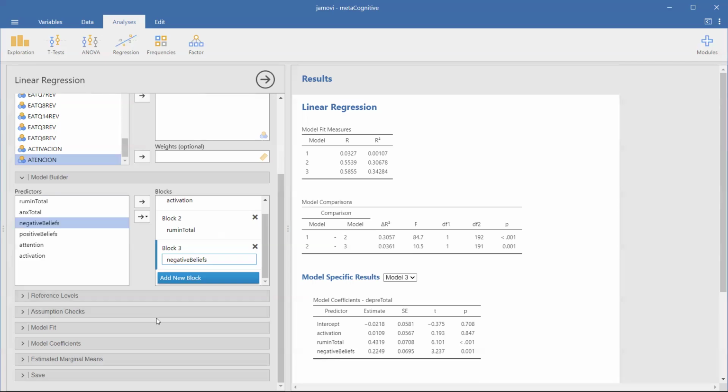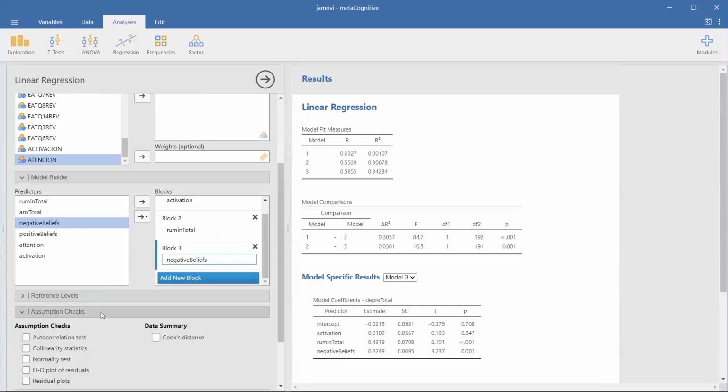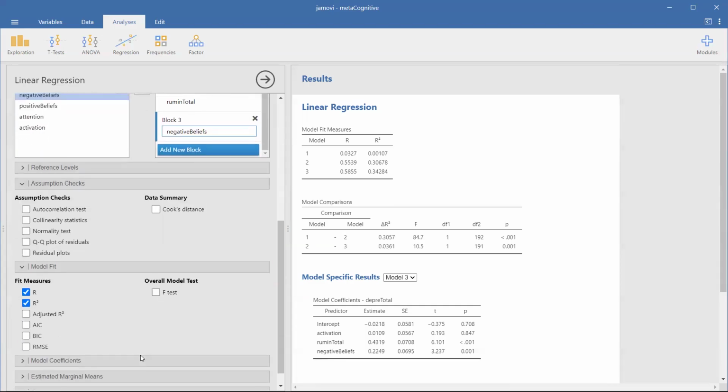But let me check if it will give you the AIC. I believe it should. Yes, it's right here. It's right here in this table. So this table is the summary of your models. So this is my first model, second model, and third model. And this is the value for the R square. And yeah, it gets a little bit better when I added negative beliefs. But of course, negative beliefs doesn't explain a lot, but still is better.